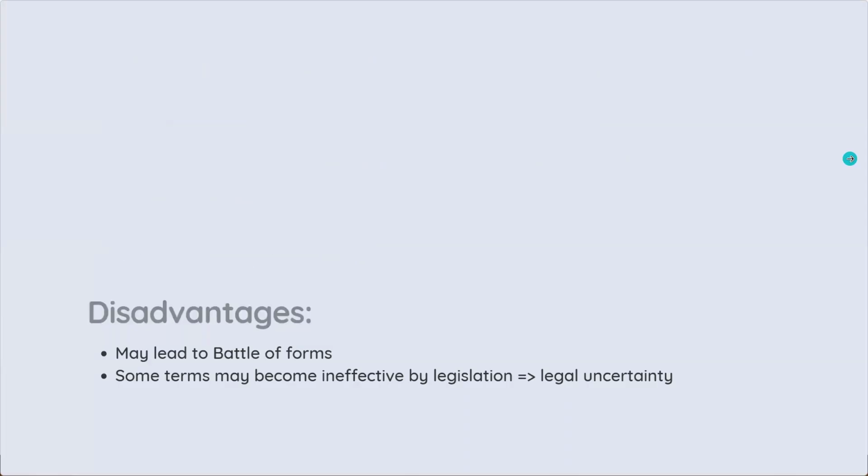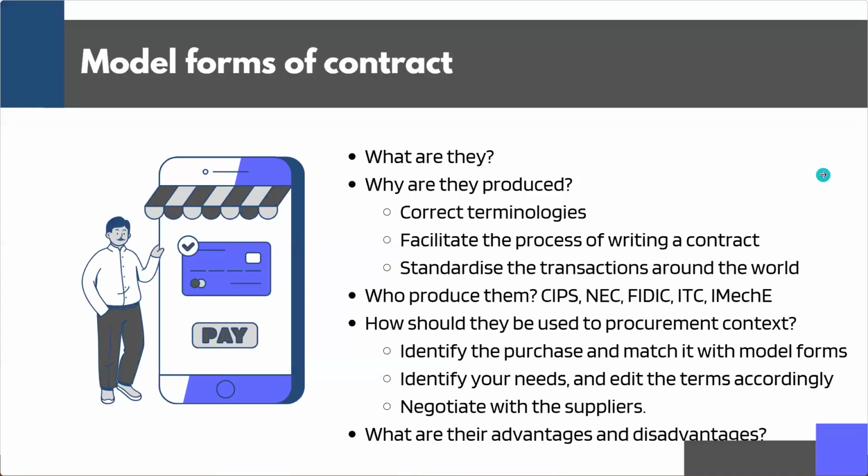Otherwise, you can use a modern form contract as the start of a contract negotiation. These modern form contracts are prepared by professional bodies worldwide, like SIP or FIDIC or ITC or IMEC. That is the Institute for Mechanical Engineering. Or we have the modern form contract from the International Trade Center, or from the International Chambers of Commerce.